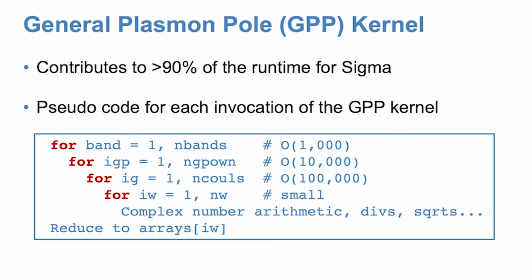For the most part, this kernel contains 4 nested loops, and these loops iterate over the conduction and valence bands, the G prime vectors, G vectors, and frequencies.